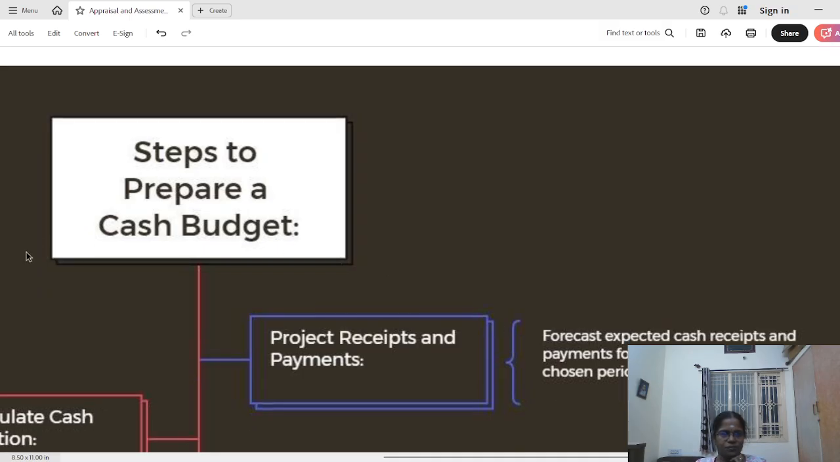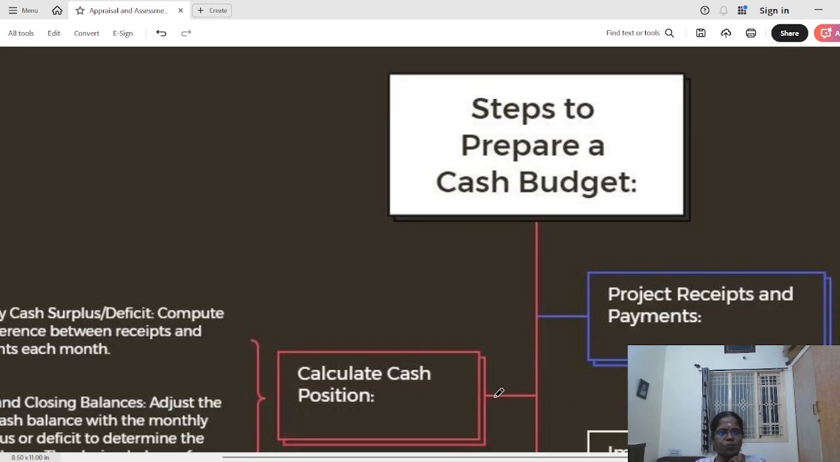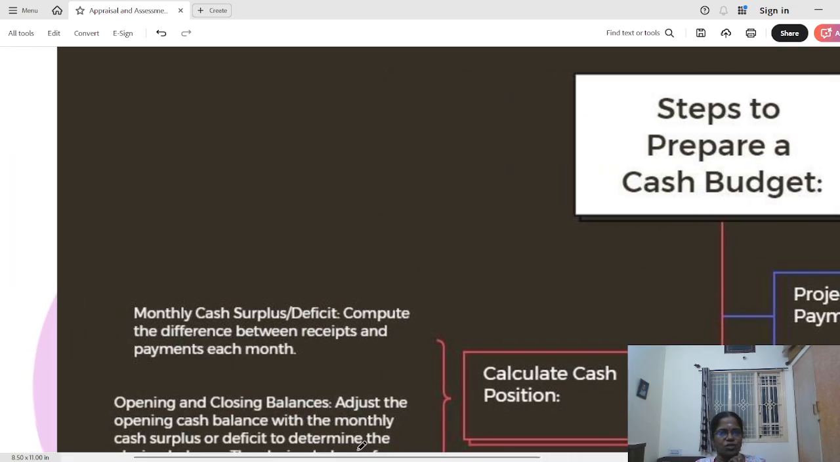Okay, so then next என்ன பண்ணுவாங்க அப்படின்னா project பண்ணதுக்கு அப்புறம் they have to calculate the cash position. So what is the monthly cash surplus எவ்வளோ இருக்கு, deficit எவ்வளோ இருக்கு? What is the difference between the receipt as well as the payment? If the receipt is more than the payment, that is the surplus. Receipt over the payment is the surplus. Payment over the receipt is the deficit. Receipt கம்மியா இருக்கு but payment அதிகமா போகுது அப்படின்னா deficit ஆகும்.